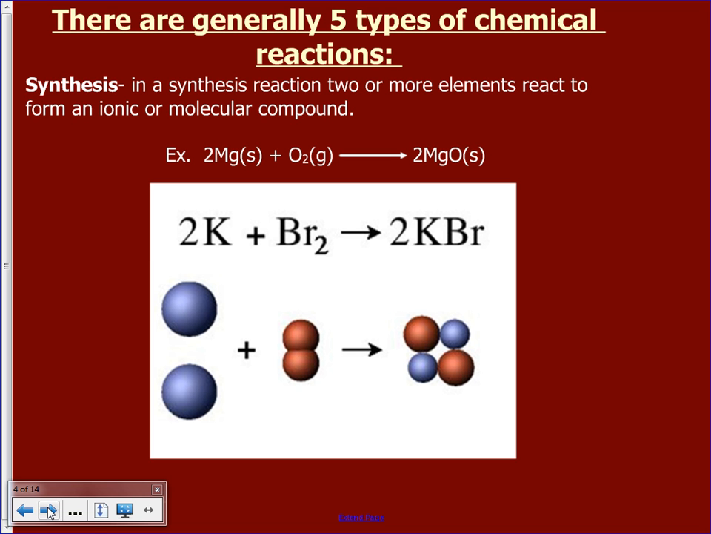Usually a synthesis reaction involves putting 2 elements together to form a single compound. But it can on rare occasions be 2 compounds forming a single compound afterwards, but that's pretty rare. All right, so most of the time a synthesis reaction will look like this one. Okay, an element like potassium reacting with another element like bromine, okay, to produce potassium bromide, a single compound. Okay, so synthesis reaction, 2 or more elements, okay, react to form an ionic or molecular compound. Okay, 1 ionic or molecular compound.